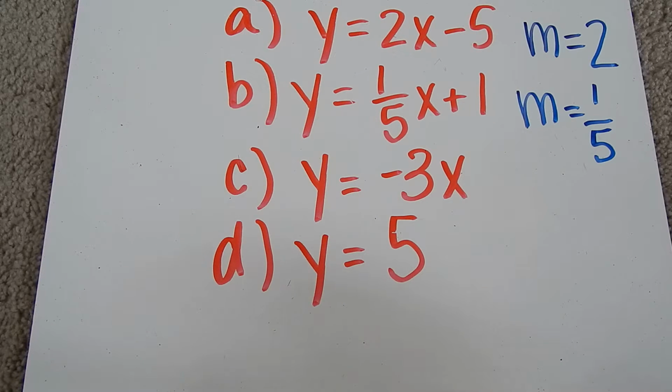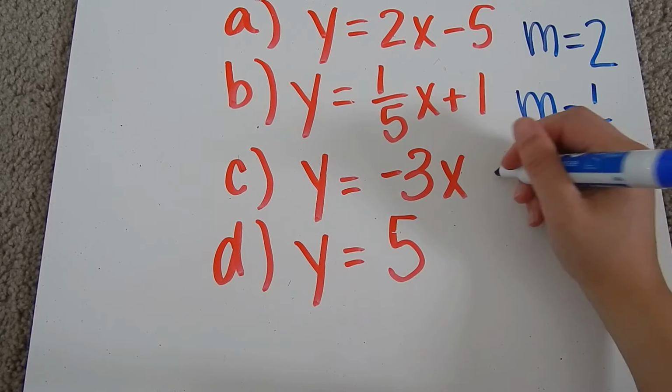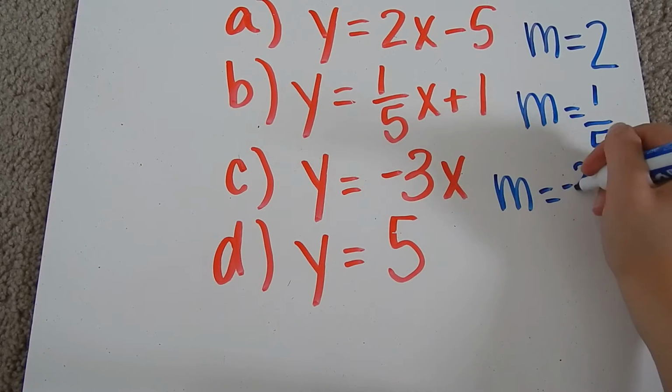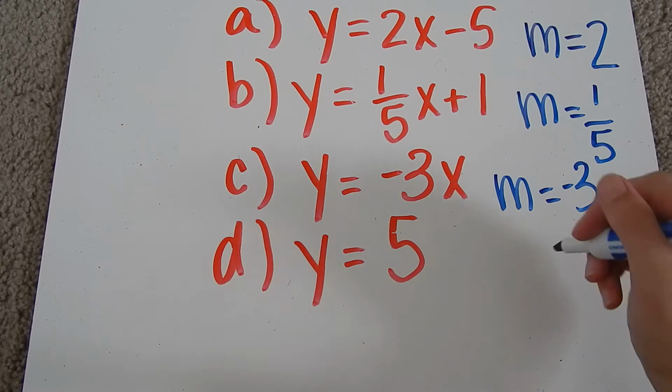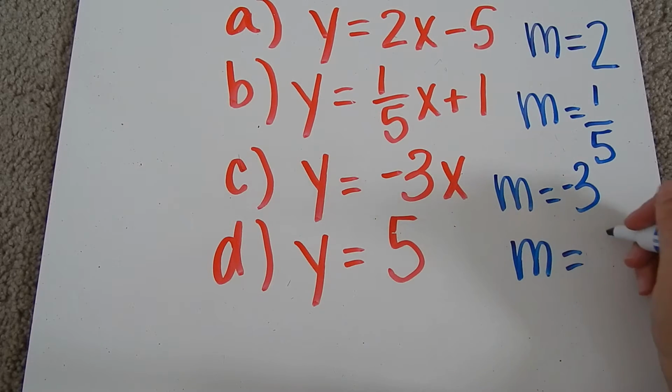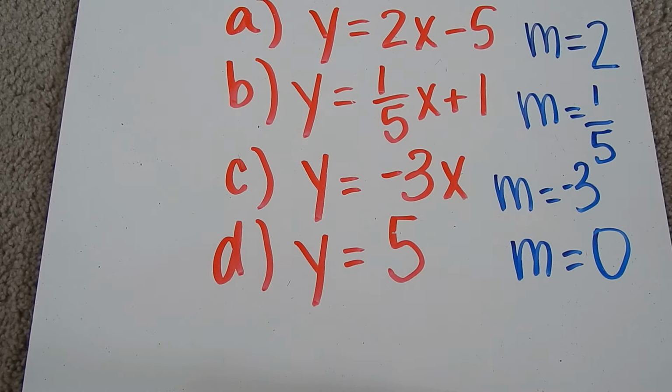C, I have y equals negative 3x. Negative 3 is the one attached to my x. And D, I have y equals 5. Notice there is no x, so my slope there is 0. Now we need to look at these slopes and order them from least to most steep.